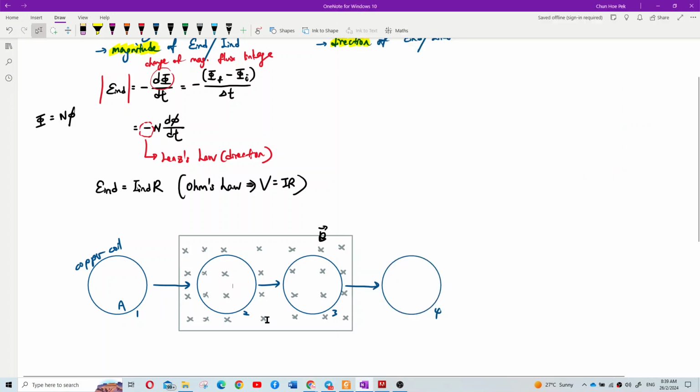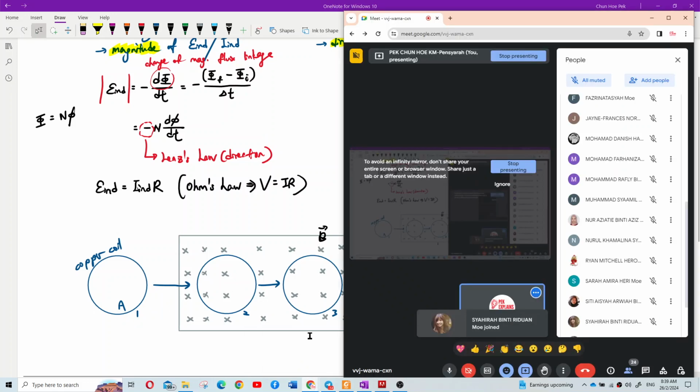From 1 to 2, I want you to give response. It is because of irresponsiveness that's why your result is like that. So from 1 to 2, what happened? Is there any change of magnetic flux through the area if I bring the coil from 1 to 2? It's so obvious, class. Is there any change of magnetic flux?